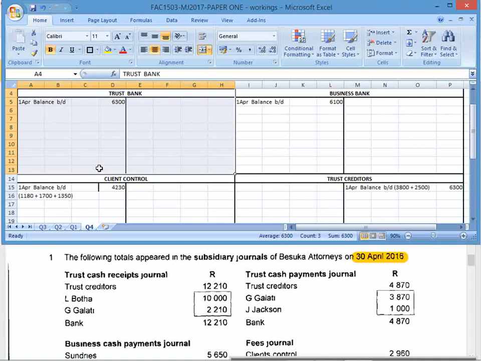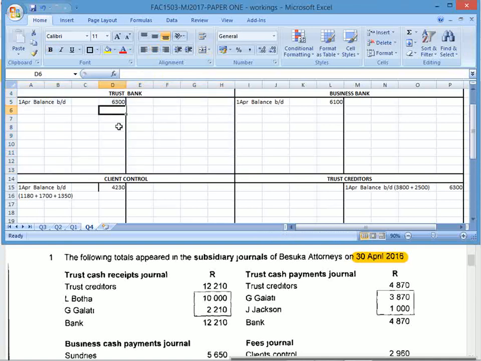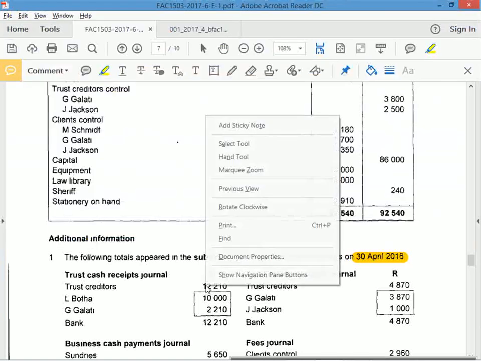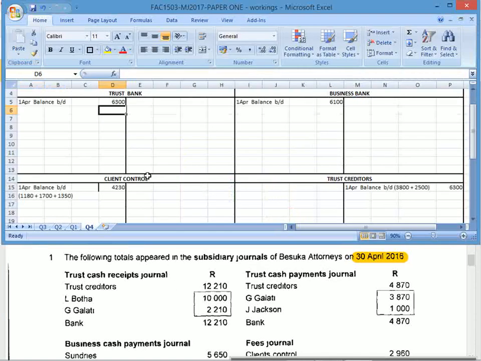Do you agree? Okay, so the trust bank account, how much was the trust bank account? Do they give us a total? Yeah, they do. Okay, trust creditors, 12,000. Do you see that? Okay, so we post it to the trust bank account. Yeah, because the trust bank account will go up. Do you agree?